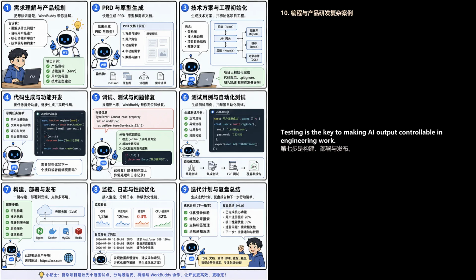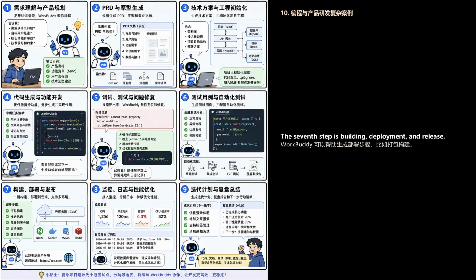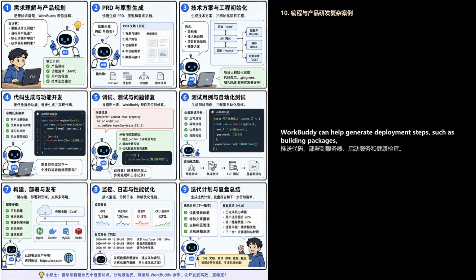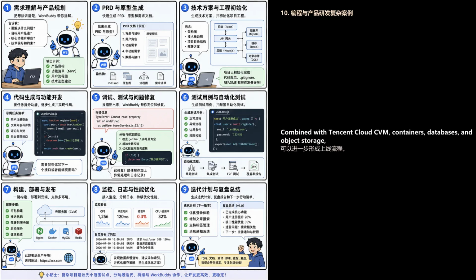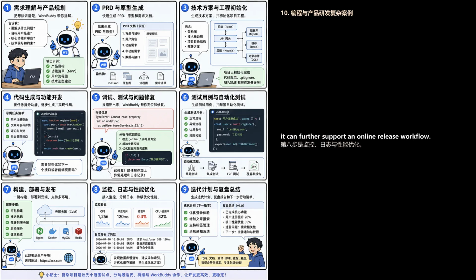The seventh step is building, deployment, and release. WorkBuddy can help generate deployment steps, such as building packages, pushing code, deploying to servers, starting services, and health checks, combined with Tencent Cloud CVM, containers, databases, and object storage. It can further support an online release workflow.